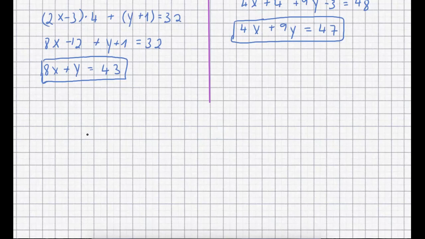So let me just write it down again. I have here 8x plus y equals 43. And I have here 4x plus 9y equals 47. Okay?